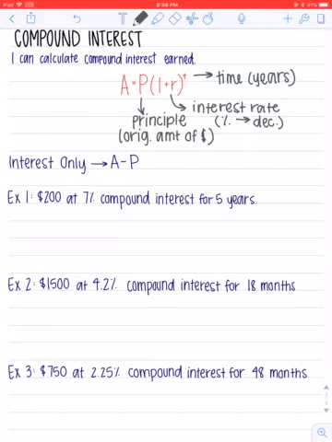The thing that's different in this formula is the A. So it does not only represent interest earned. This A actually stands for the total amount in your account. So total amount in account at the end of that time in years.